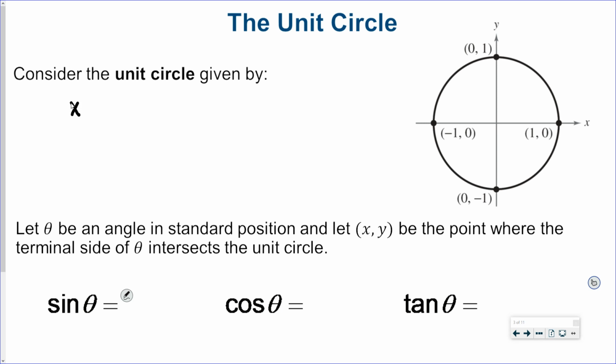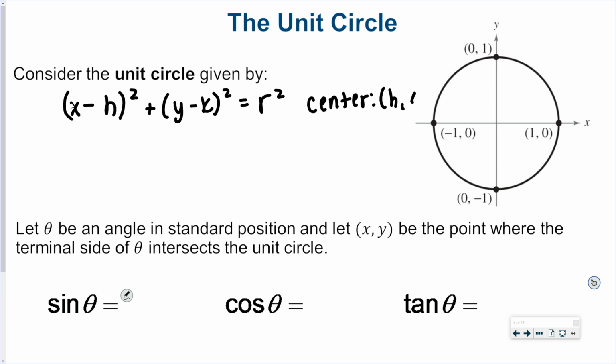Plus y squared equals r squared, if it's centered at the origin. The general form is (x minus h) squared plus (y minus k) squared equals r squared, where the center is (h, k). R is obviously the radius.